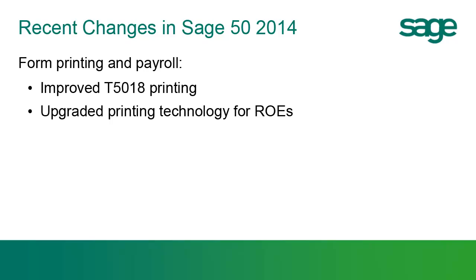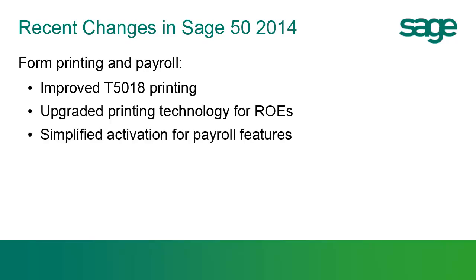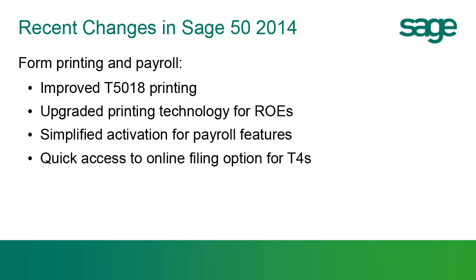If you are using pre-printed ROE forms, you'll notice a clean, crisp output because we've moved to a PDF print solution just for ROEs. Activating payroll has become easier because you no longer have to enter a payroll ID. Your software will recognize whether or not you subscribe to a Sage Business Care plan with payroll. And you now have easier access to online filing for T4s from within the T4 Slip and Summary Options window, rather than having to access from the File menu.